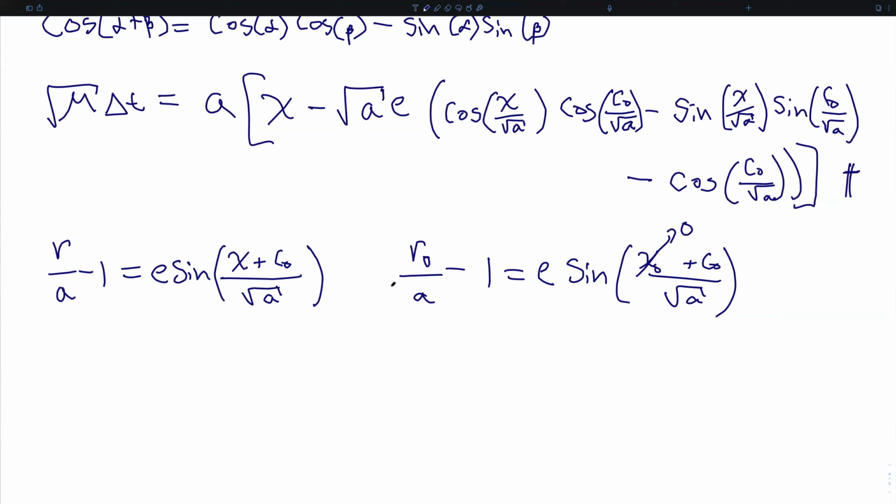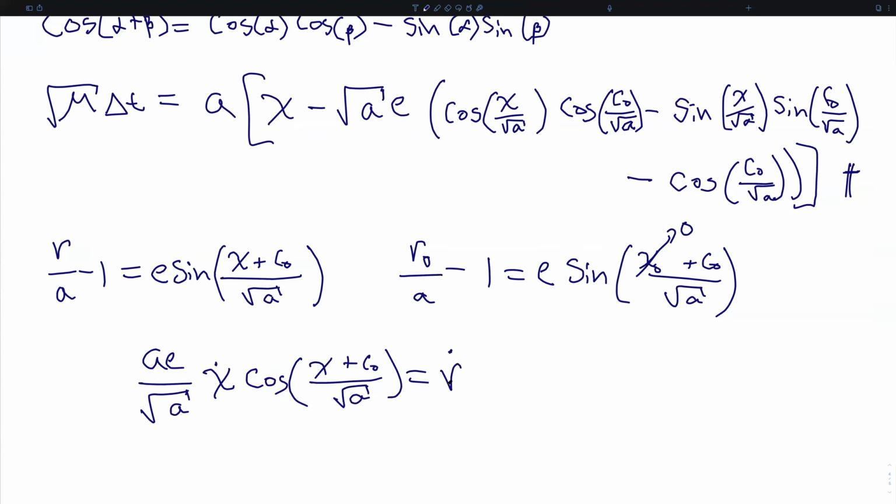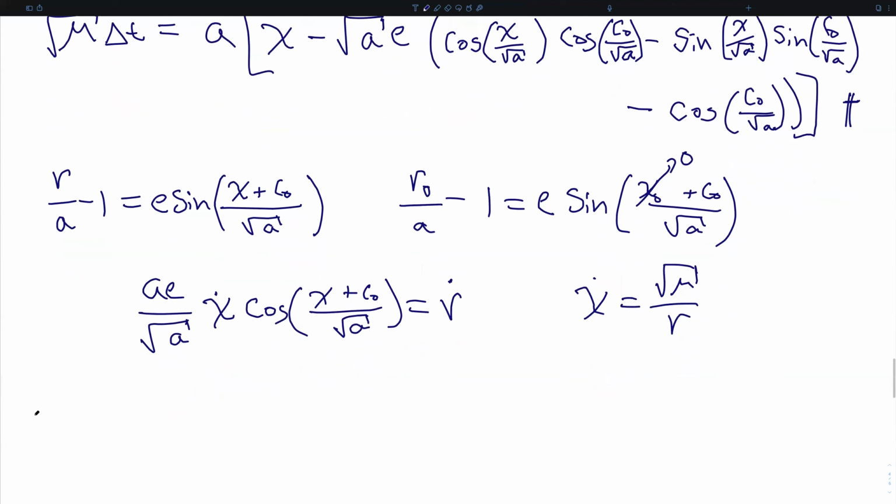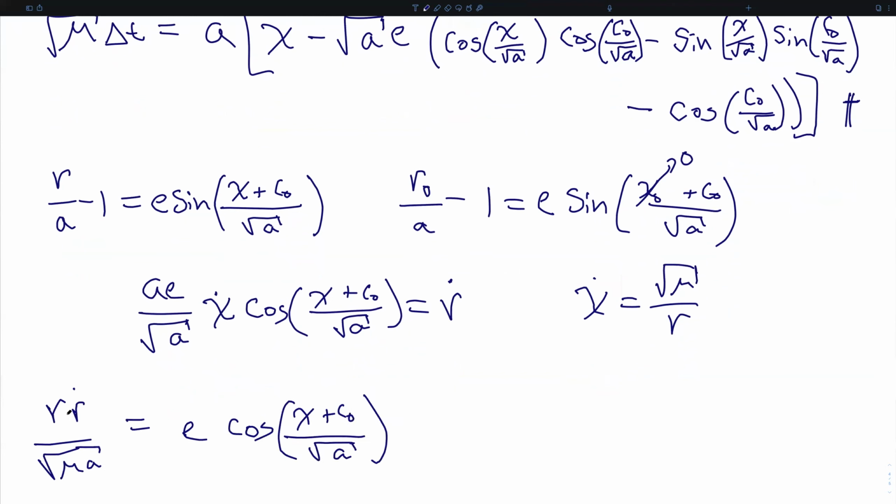If we differentiate the start expression, we get, that is, the derivative of r is a e over root a, derivative of chi, cosine of chi plus c naught over root a. Remember that c naught is a constant of integration, and so it has a 0 derivative. And as always, we have chi dot defined as root mu over r. Putting this together, we have r times r dot divided by the square root of quantity mu a is equal to e times the cosine of chi plus c naught divided by the square root of a.